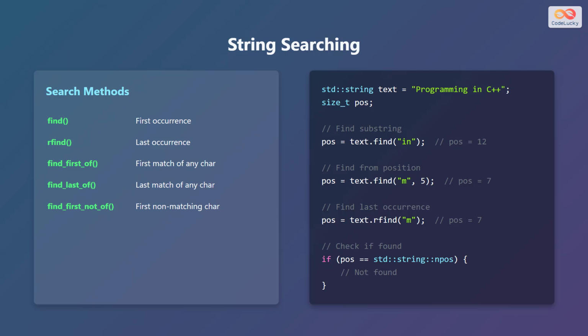We initialize a string variable named text with the value "programming in C++". We use the find method to find the first occurrence of the substring. The position is stored in the variable pos, which will be 12. We then search for the substring "m", starting from index 5. The position is stored in pos, which will be 7. Next, we use the rfind method to find the last occurrence of the substring "m". The position is stored in pos, which will be 7. Finally, we check if the substring was found by comparing pos with string::npos. If they are equal, it means the substring was not found.